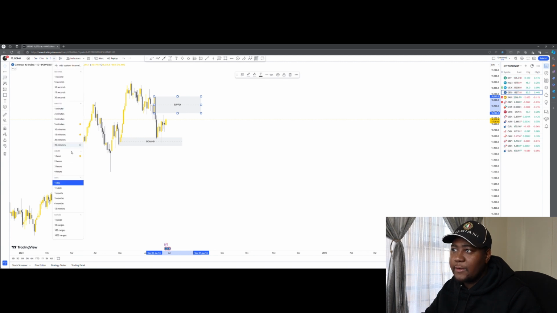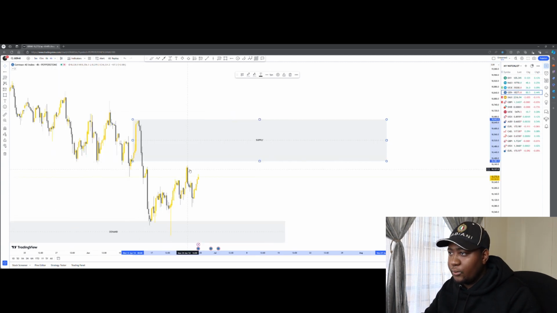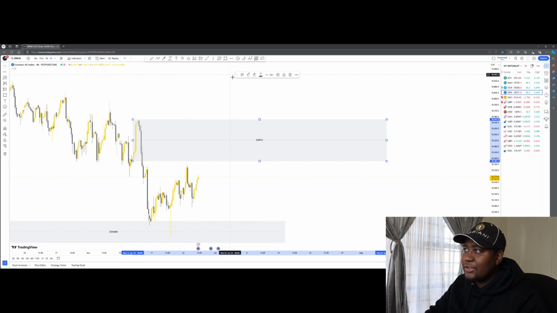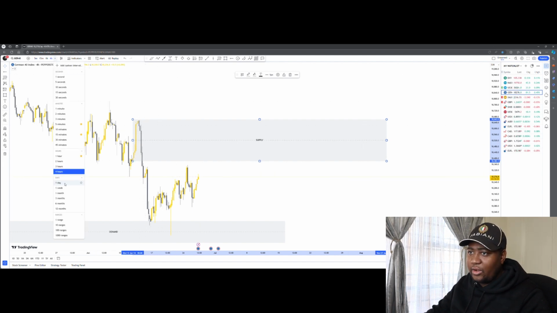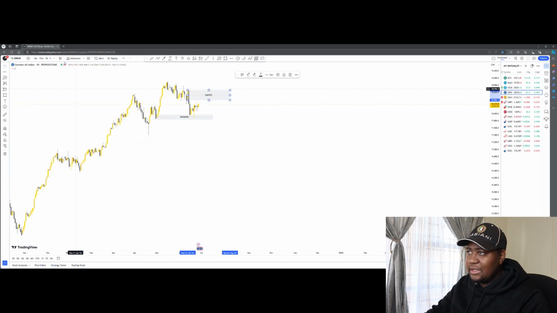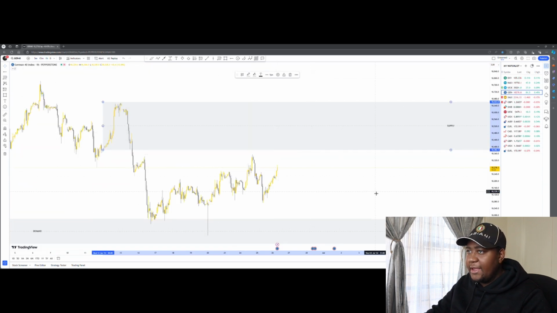Let's go to the 4H. We can also see a bit of liquidity there. It can really correlate with Nasdaq in terms of this. I also see a fair value gap within this. Let me just see if that fair value gap is relevant. No, we don't have a fair value gap on the daily. Let's go to the H1.